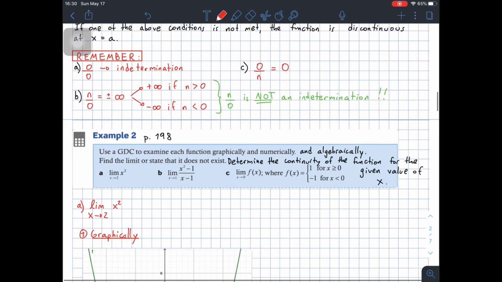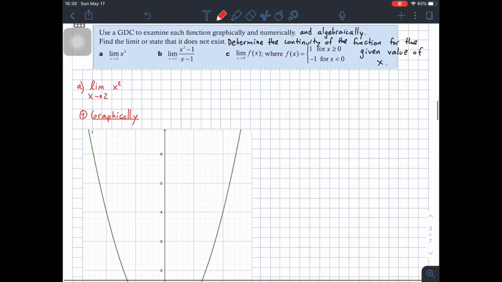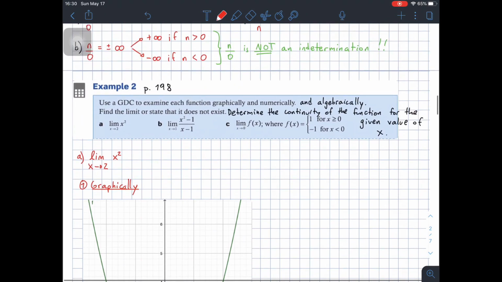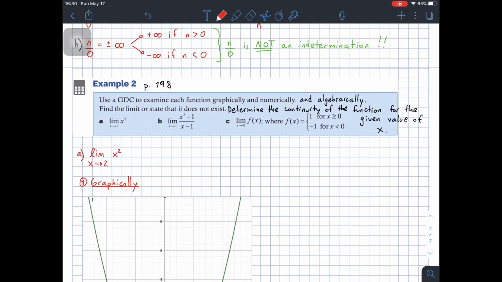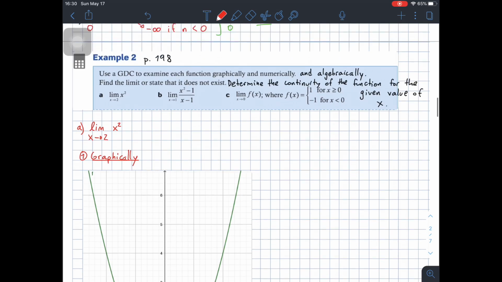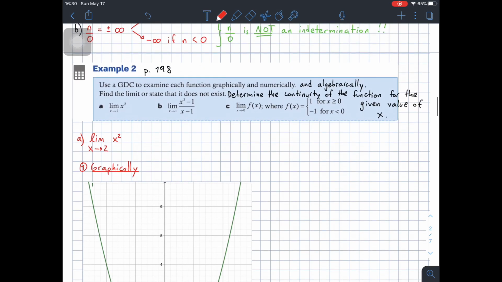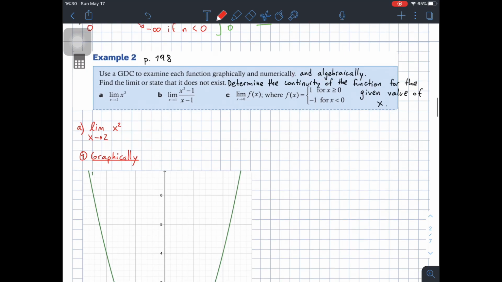So now, let's see the examples to try to finish understanding what the concepts of limits are. It says, use a GDC to examine each function graphically and numerically, and I added algebraically. We're going to study the function in the three ways mentioned before.